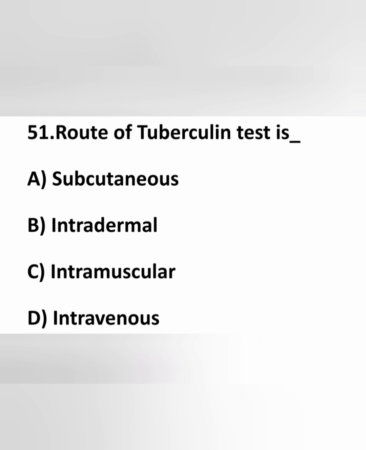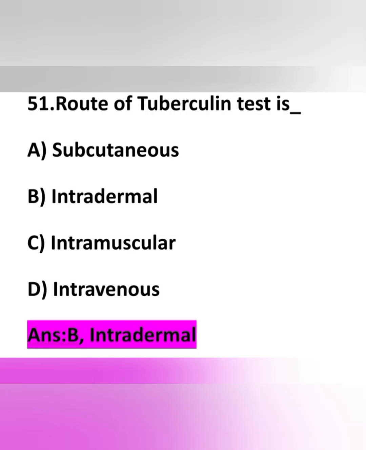Question number 51. Route of tuberculin test is. Options are option A subcutaneous, option B intradermal, option C intramuscular, option D intravenous. Here the question is the route of the tuberculin test. As we already saw in the previous question, the route of the tuberculin test is intradermal injection, and the dose is 0.1 ml. It is given in the inner aspect of the forearm. And the time required to read the Mantoux test is 48 to 72 hours. These are all important points.